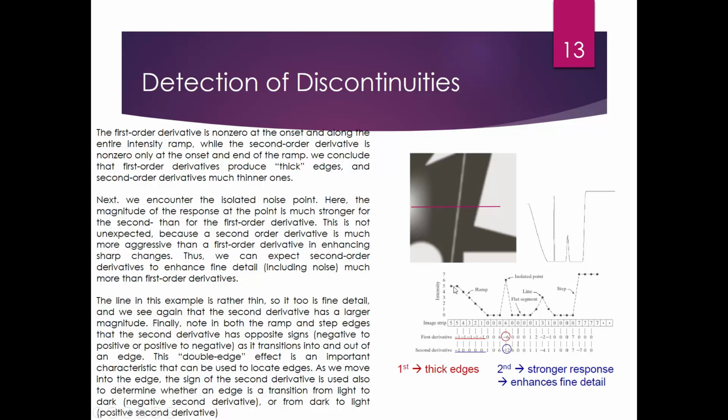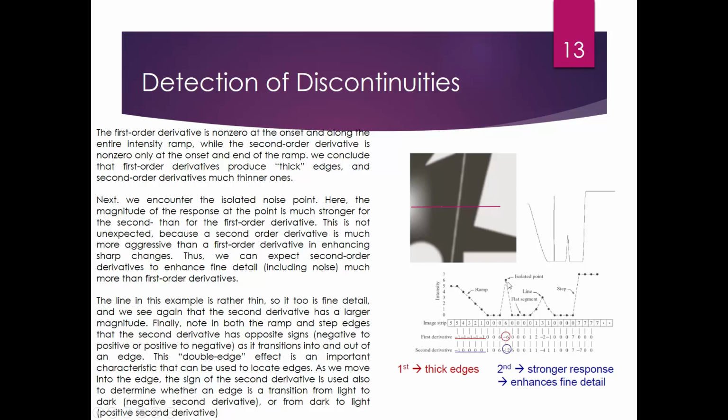While the second order derivative is only non-zero at the onset of the ramp and zero along the constant slope of the ramp. So as compared to the second order derivative, the first order derivative is producing a thicker edge.